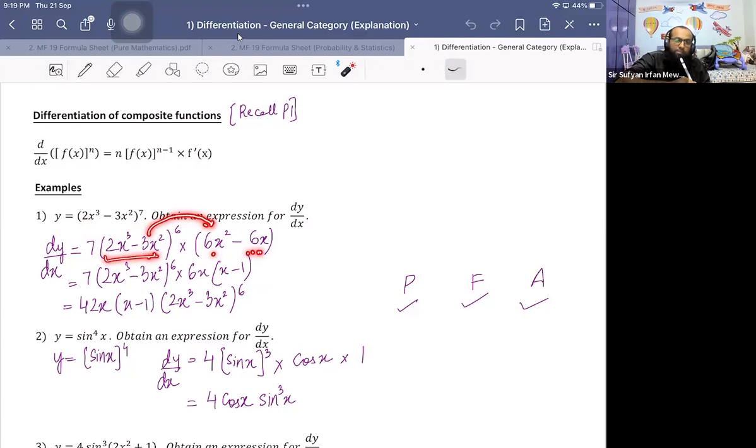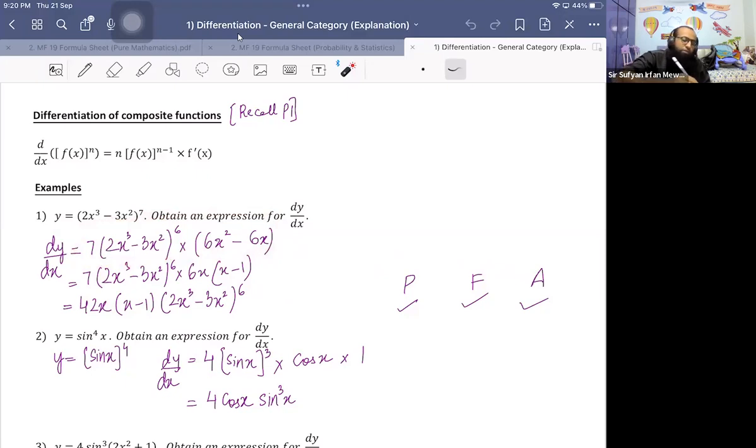6x squared minus 6x. And then if the examiner has not told us to give the answer in a specific form, then even this particular form will be accepted. It's not essential for us to do more steps. Even this particular step will be sufficient for us. However, if we are told to give it in a specific form, then we can do further processing.